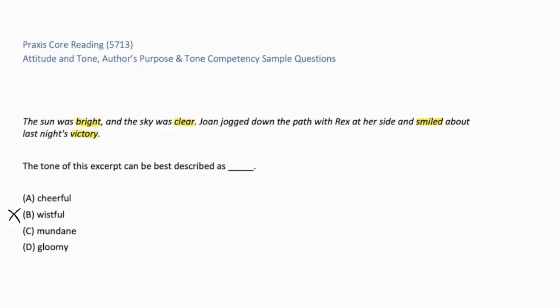B, wistful, means longing or yearning with a bit of sadness. C, mundane, means ordinary or boring. D, gloomy, means dark or depressing. The context clues bright, clear, smiled, and victory represent cheerful. So the correct answer is A, cheerful. Tone is conveyed through the author's use of language, including effective word choice.